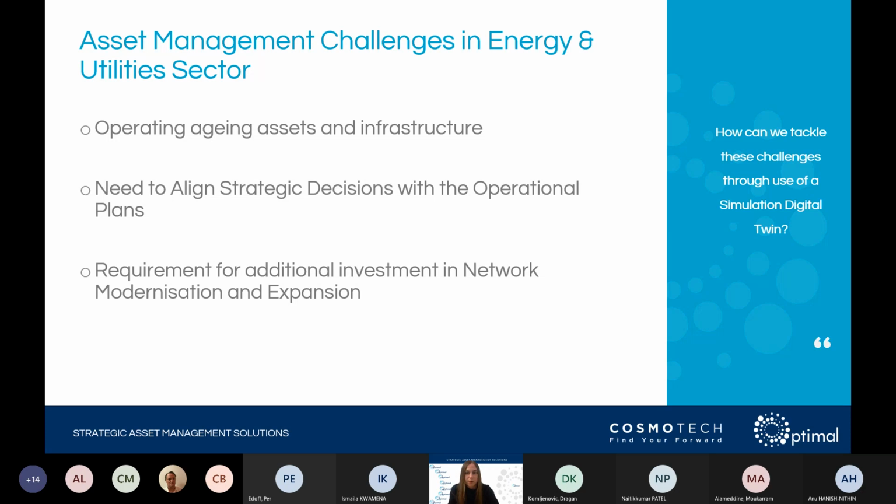Gaining greater visibility in your overall asset management is key when considering elements of your organizational ecosystem and how those will affect long-term decision-making and strategic plans. Key challenges in the energy and utilities sector revolve around operating aging assets and infrastructure, the need to align strategic decisions with the operational plans, and the ever-increasing requirements for additional investment in network modernization and expansion.